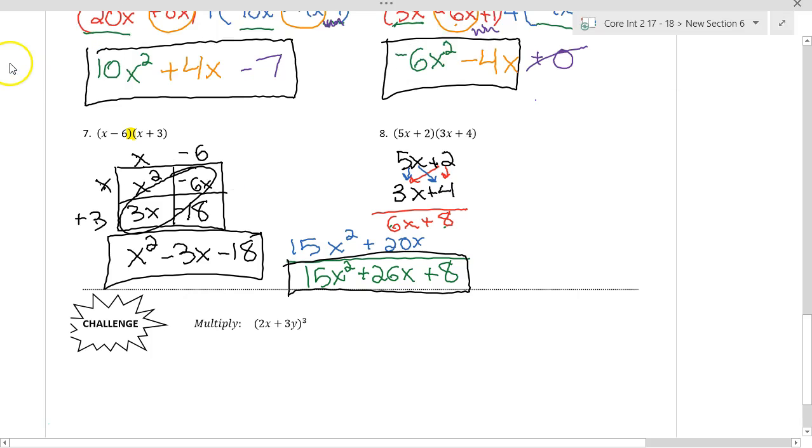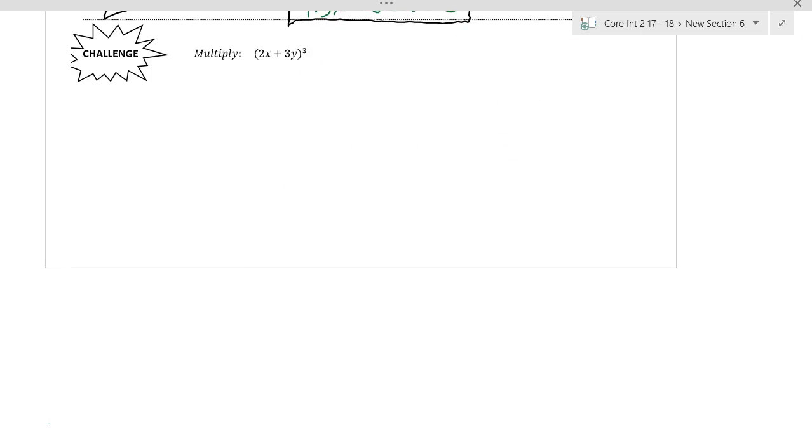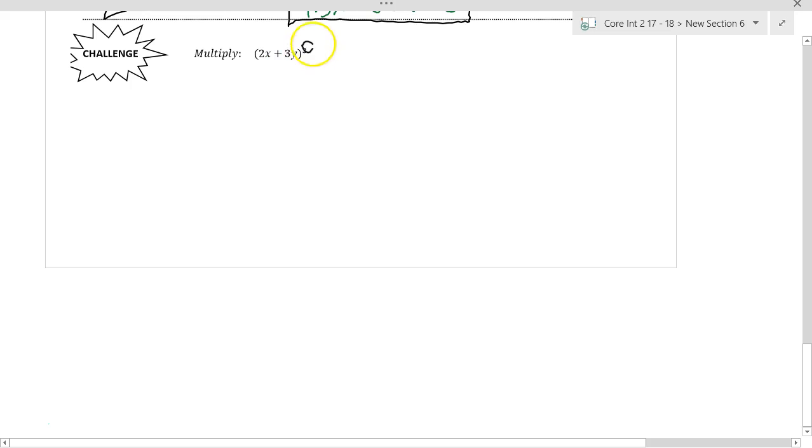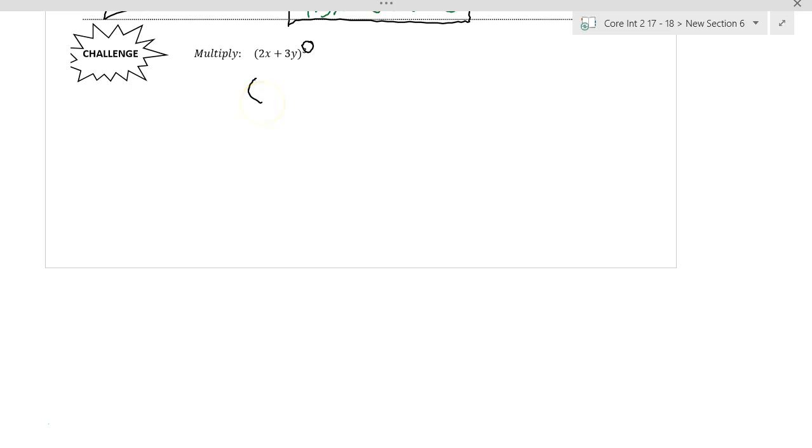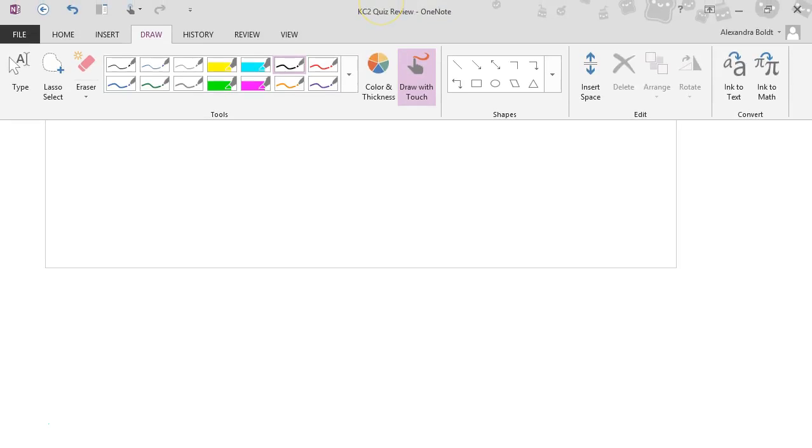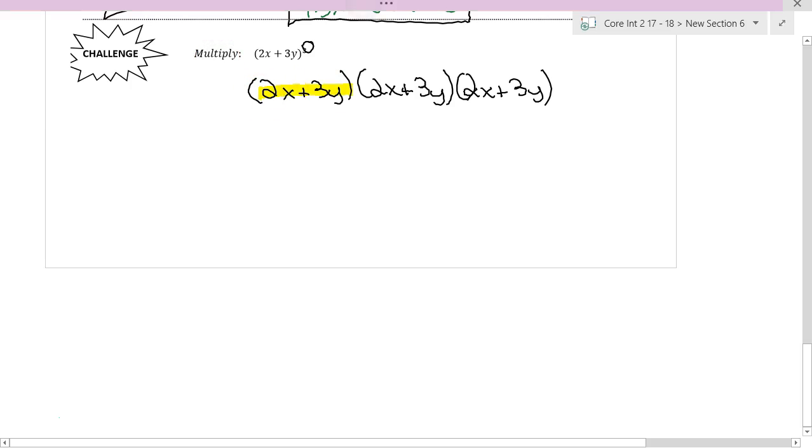All right, let's look at this challenge problem. 2x plus 3y cubed. Remember, the exponent means how many times I write what is being raised to the power. So I have to do 2x plus 3y, 2x plus 3y. So I can only do two things at once. So I'm going to deal with this one and this one to start.